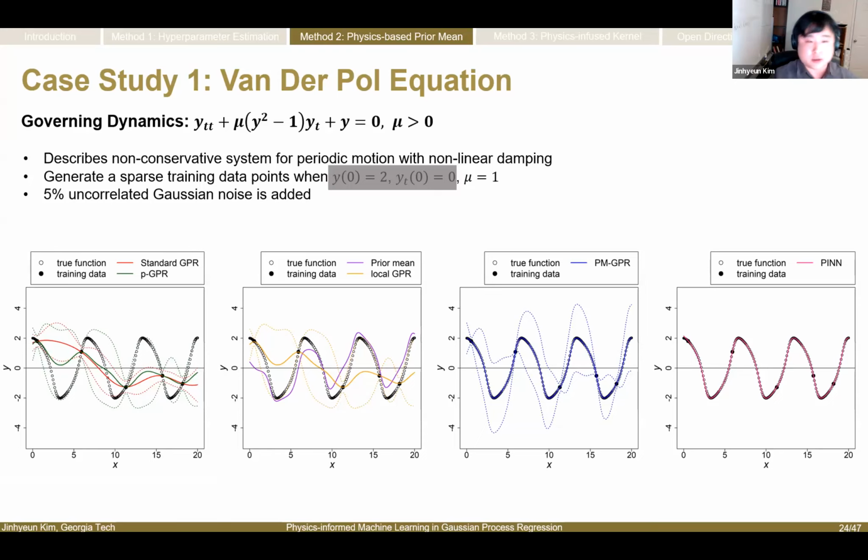When you look at the second plot, it is the prior estimated with PINN and the local GPR. The third plot is PM GPR, which is the addition of the purple line and the yellow line.